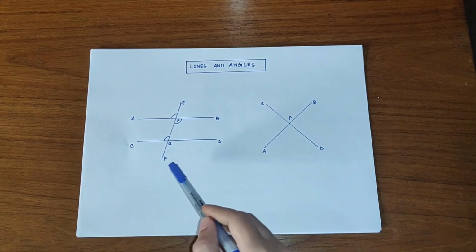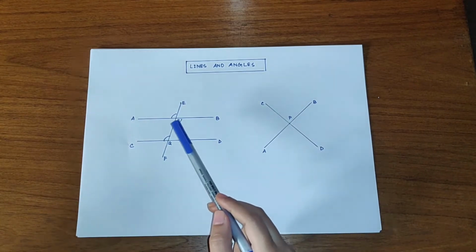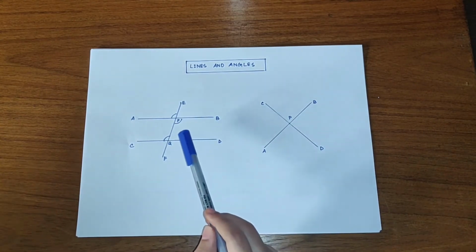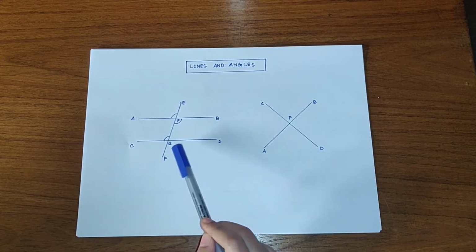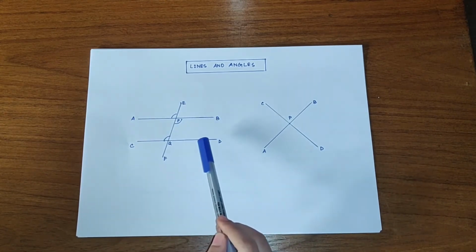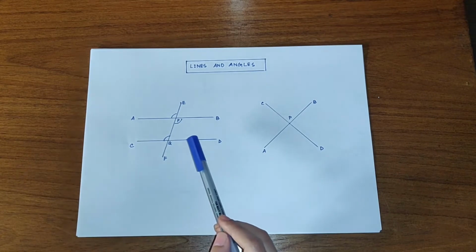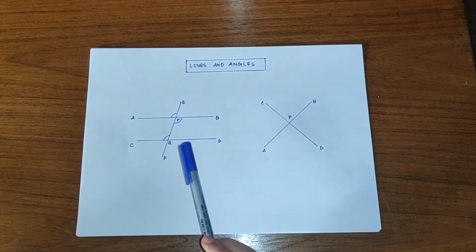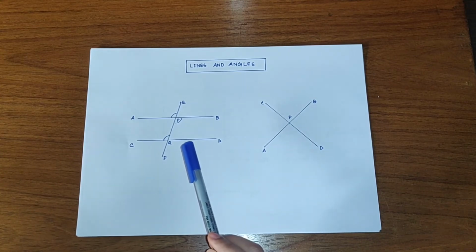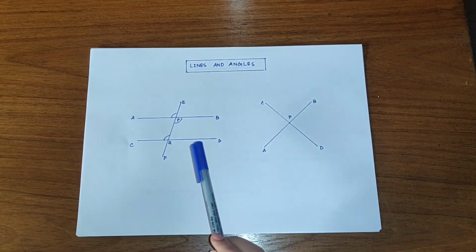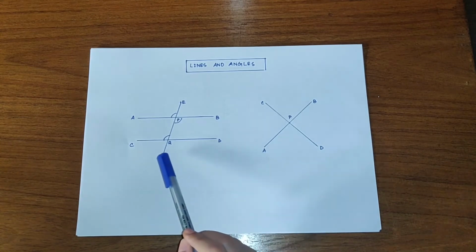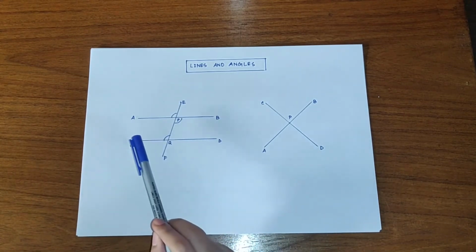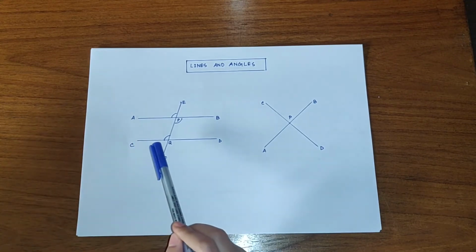AB and CD are parallel lines, and EF intersects them at P and Q. When a non-perpendicular line like this intersects two parallel lines, corresponding angles are formed. APE and EQC are corresponding angles, and corresponding angles are always equal. FPB and EQC are alternate angles and they are equal as well.